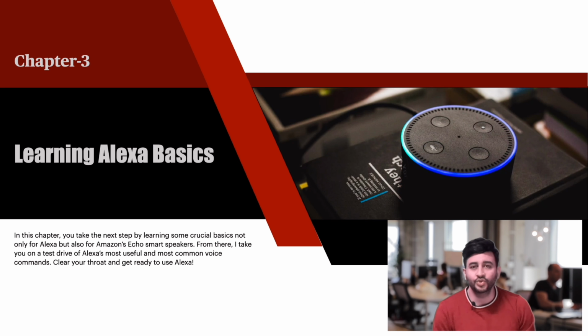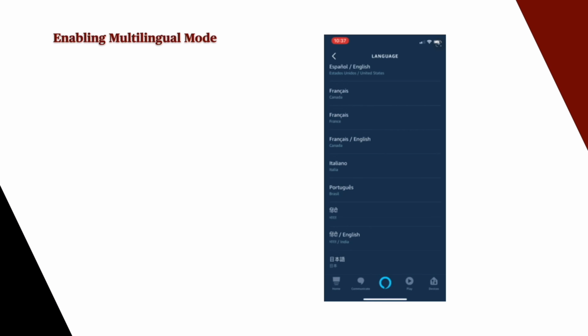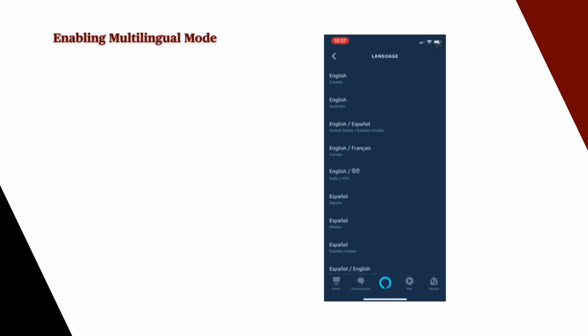And here you can enable multilingual mode for Alexa, where Alexa can hold a conversation with you in multiple languages. The quickest way to enable multilingual mode is to use a voice request: Alexa, speak, and then your language.